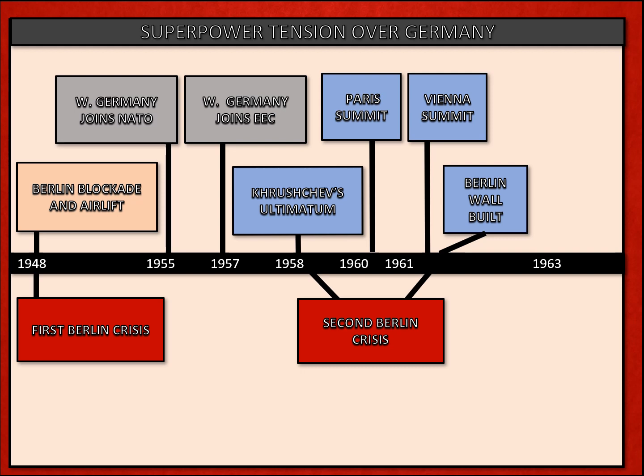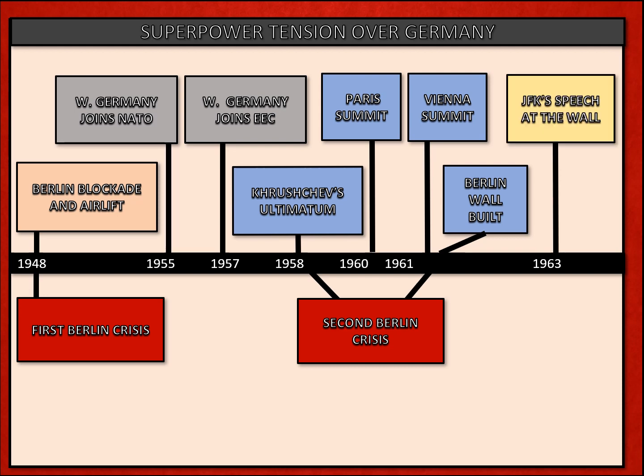Now our video is going to focus on the events around the Second Berlin crisis, lasting from 1958 to 1961. We'll unpack the 4 events that you can see signified here: Khrushchev's ultimatum, the summits at Paris and then Vienna, and then lastly the building of the Berlin Wall in 1961, which we're going to take as the end point of that crisis.